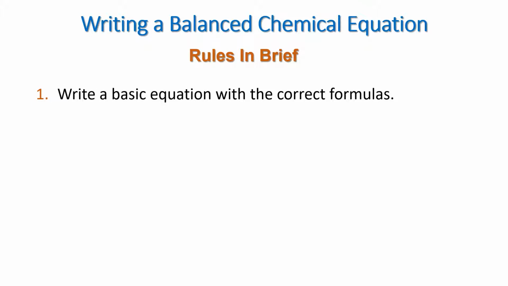Rule number one is to write a basic equation with the correct formula for your reactants and your products, which means that you must know that you have the correct formulas for your reactants and your products. We don't go into that in this video. We're just simply going to look at an equation and balance it.